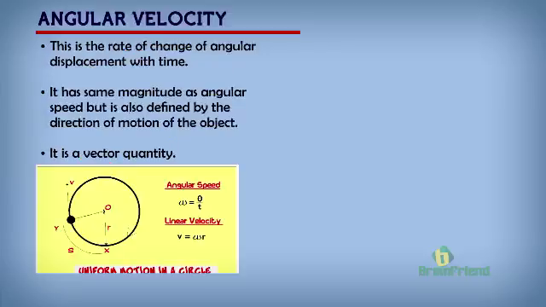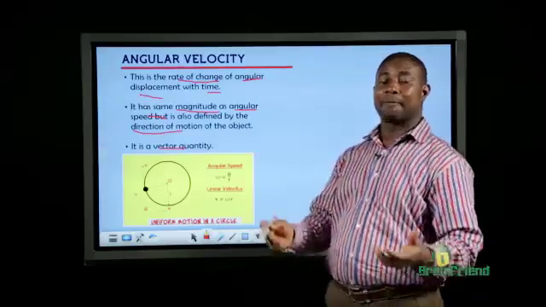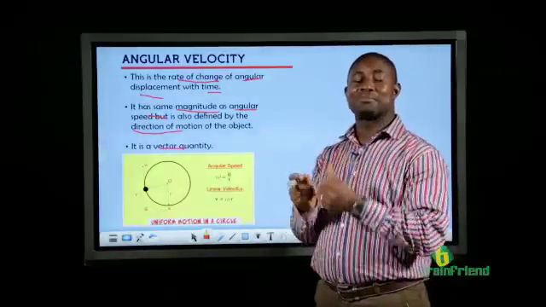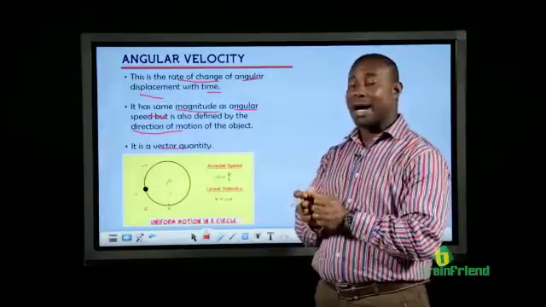Let's now look at angular velocity. Angular velocity is the rate of change of angular displacement with time. In this case, the velocity is measured or described by its magnitude, which is same as for angular speed, but in addition, it is also defined by the direction of motion of the object. Hence, it is a vector quantity. Why? It is defined not just by its magnitude, but also by its direction.